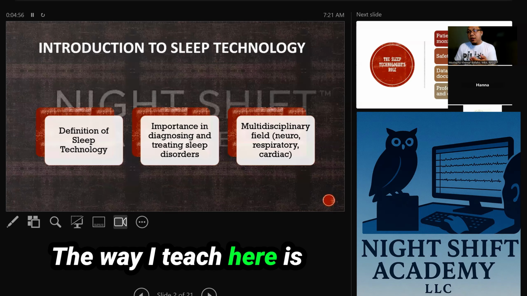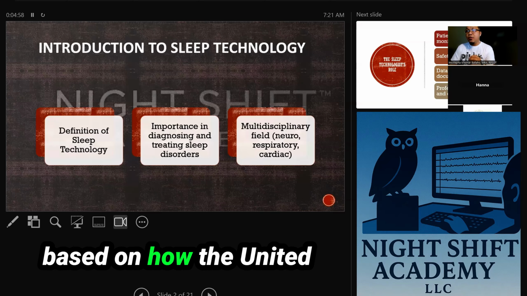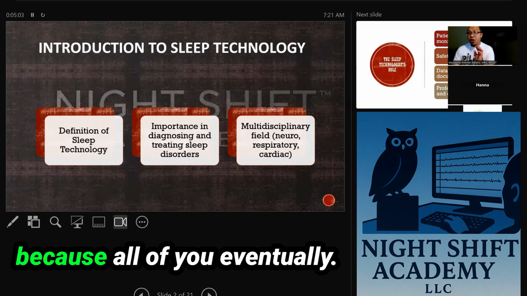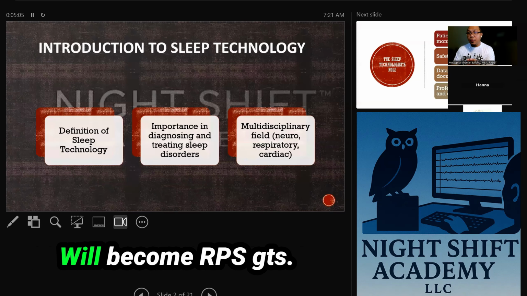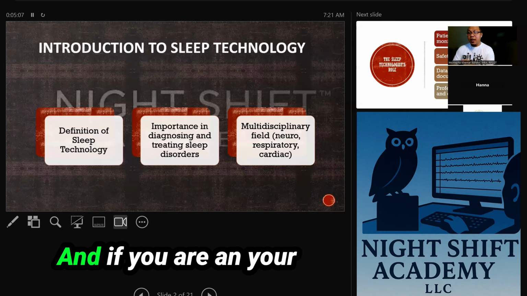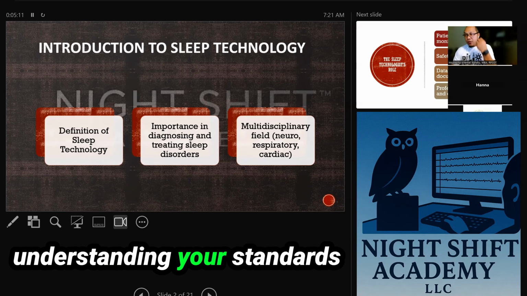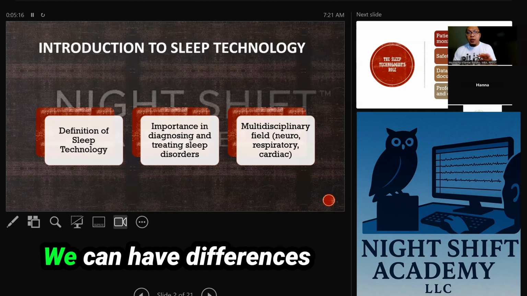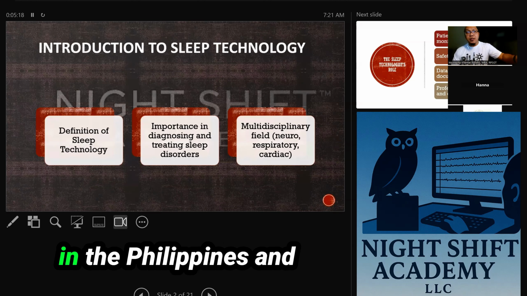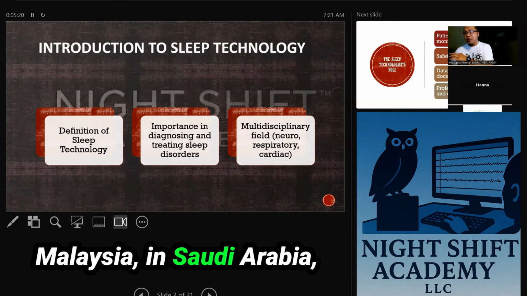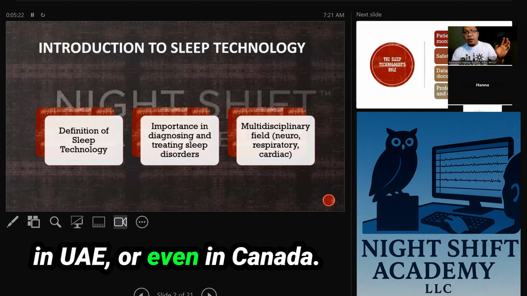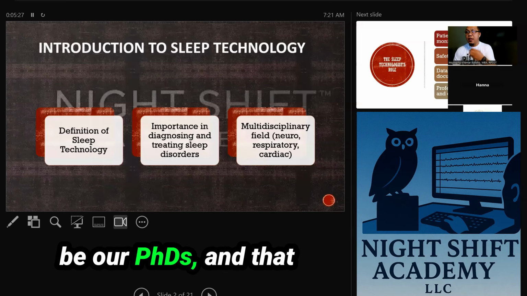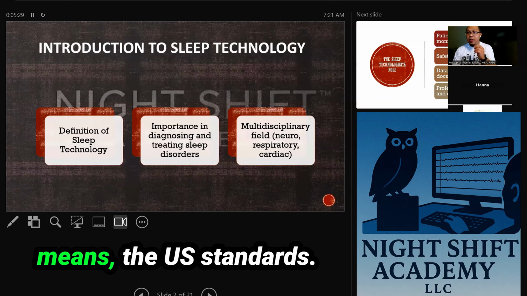The way I teach here is based on how the United States system flows, simply because all of you will eventually become RPSGTs, and your understanding and standards are based on the United States. Okay, let's just be clear. We can have differences in how we do things in the Philippines, in Malaysia, in Saudi Arabia, in the UAE, or even in Canada. But we are going to be RPSGTs, and that means the US standards.